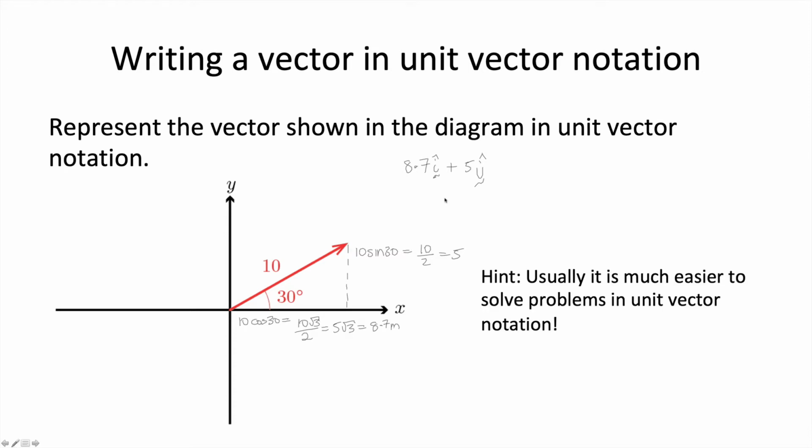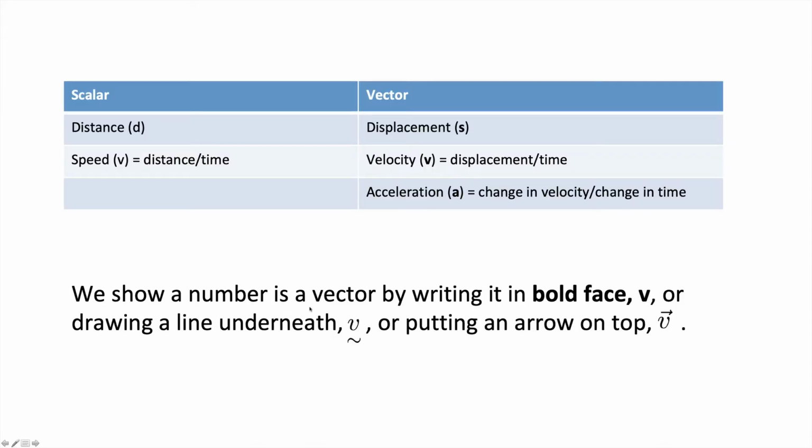Now, a hint, usually it's much easier to solve problems in unit vector notation than to try using the vectors in this format here with a magnitude and an angle. Okay, now we've briefly discussed bits of this before. So we discussed that scalars have a magnitude but no direction. So examples of scalars are distance and speed.